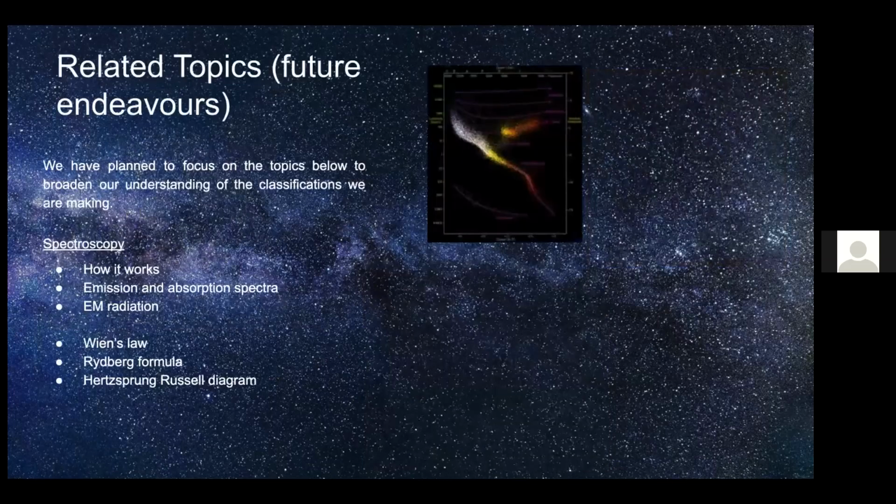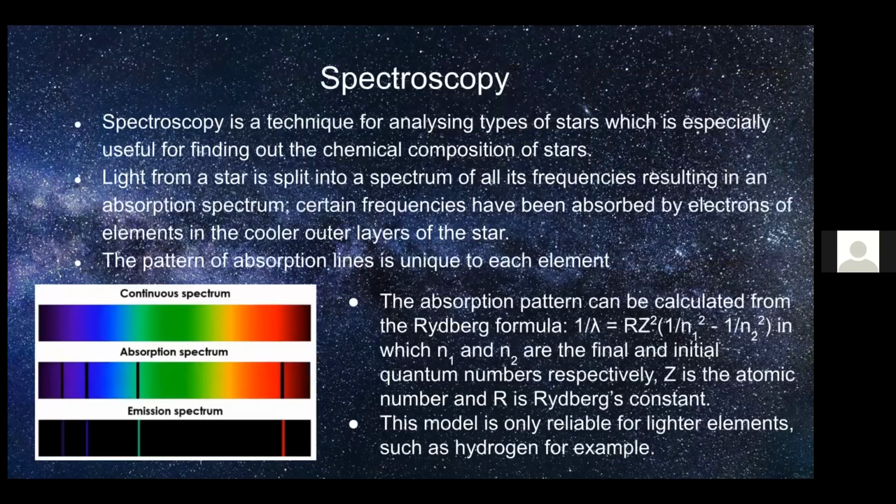We then studied some relevant topics, like how spectroscopy works, electromagnetic radiation, Wien's law, and the Rydberg formula. Spectroscopy is another method for analyzing the light coming from stars, and hence their chemical composition. We see the light from stars as absorption spectra, as electrons of elements within the star will absorb light of specific frequencies corresponding to the difference in energy between two energy levels. The wavelengths of these lines can then be calculated using the Rydberg formula for simple elements shown here.